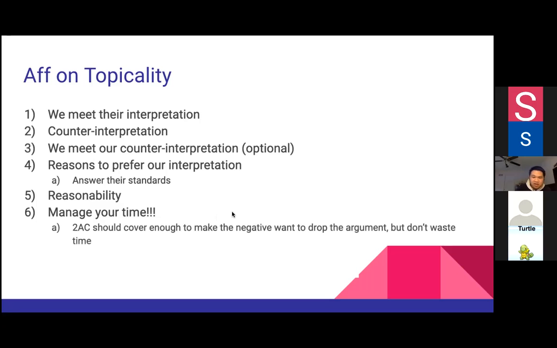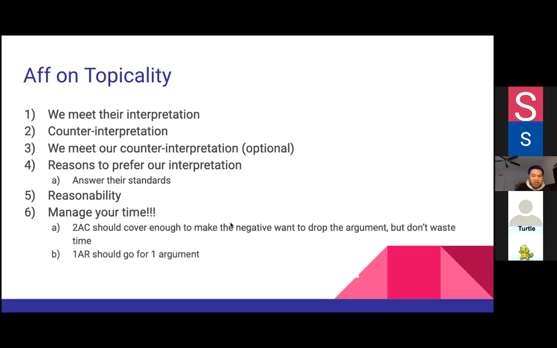So some tips. The 2AC, when they're talking about topicality, should make enough arguments to make the negative team not want to go for topicality, but they shouldn't waste so much time that suddenly a disadvantage that the negative team also read only has like 2 responses on it, and suddenly the negative has a really strong disadvantage going into the 2NC and the 1NR.